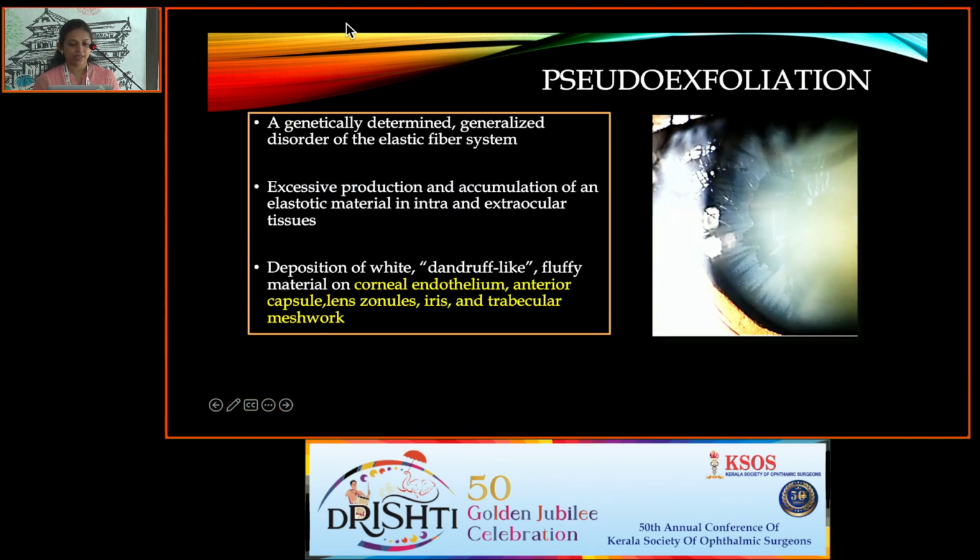pseudoexfoliation syndrome. Pseudoexfoliation is a genetically determined, generalized disorder of the elastic fiber system with excessive production and accumulation of elastotic material in intra and extraocular tissues, with the deposition of white dandruff-like fluffy material on the corneal endothelium, anterior lens capsule, lens zonules, iris, and trabecular meshwork.